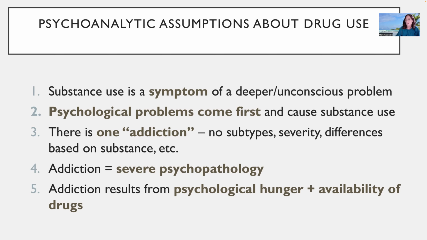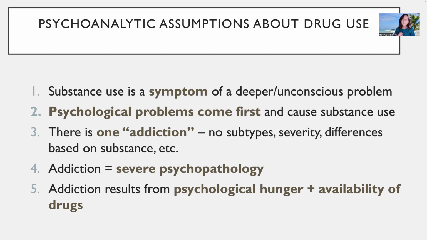Psychoanalysts don't really distinguish between different kinds of addictions or different kinds of substances. For example, alcohol and marijuana are not really seen as different. There's also no real differences in severity and subtypes. It's just one addiction. An addiction will indicate that those conflicts are pretty severe. If there's a presence of addiction, that will indicate that we've got a severe psychopathology, severe conflict on our hands.